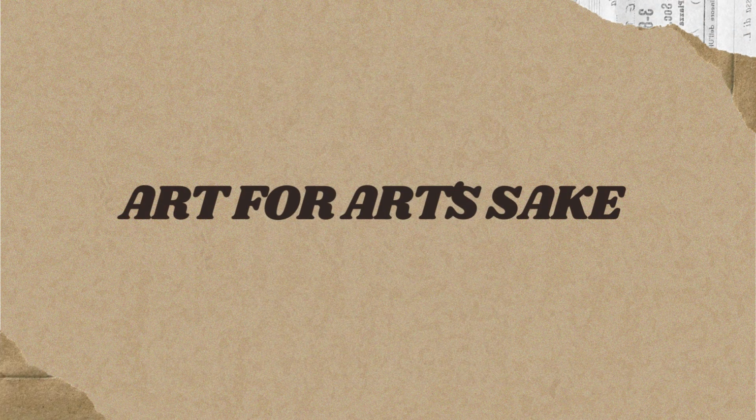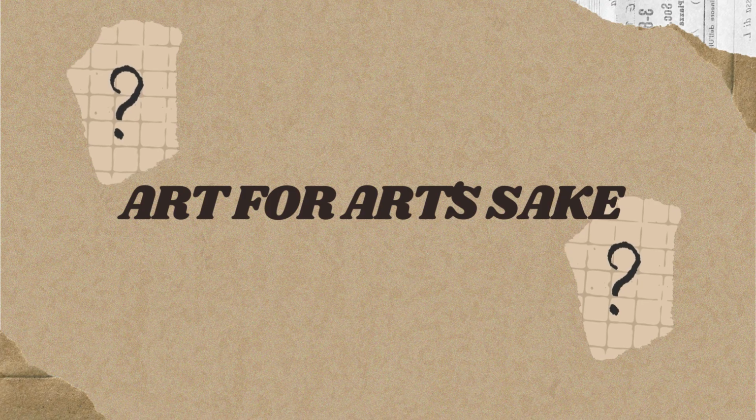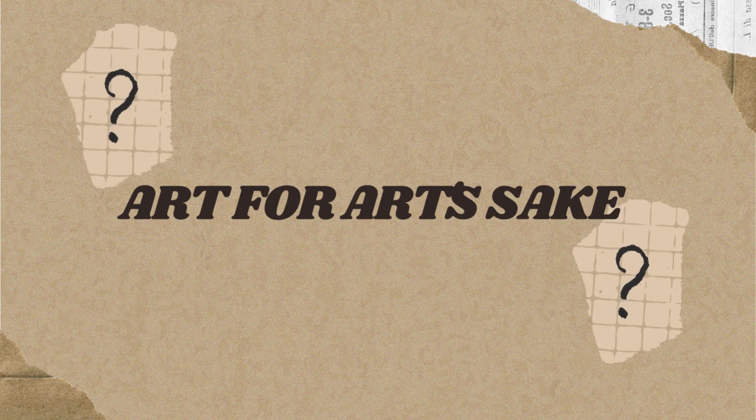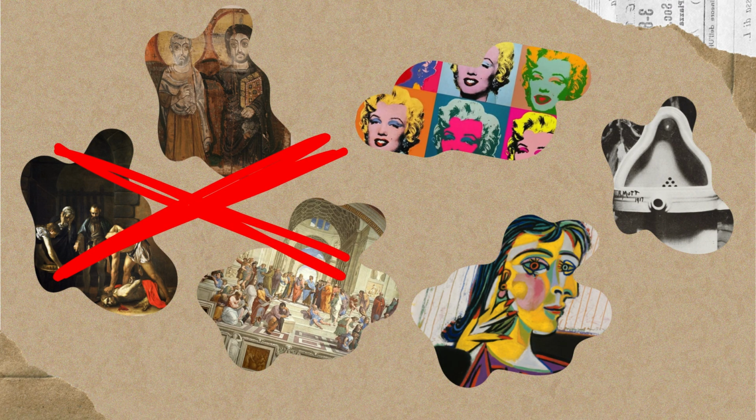People began to talk about art for art's sake during the 19th century. What does that mean? It means that art didn't need a practical function or even a message. It could exist just for its own sake. Suddenly, artists no longer needed to paint kings, battles, or religious stories. They could create whatever they wanted, simply because it felt right. And that idea changed how people thought about art.